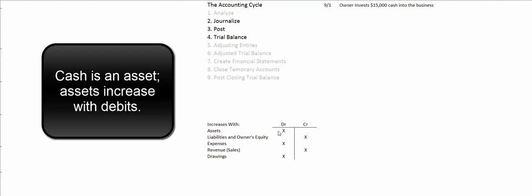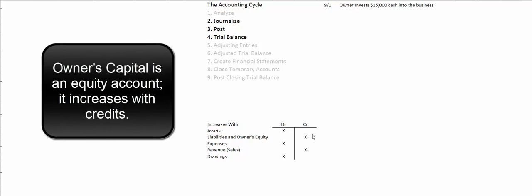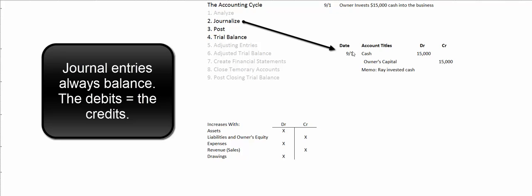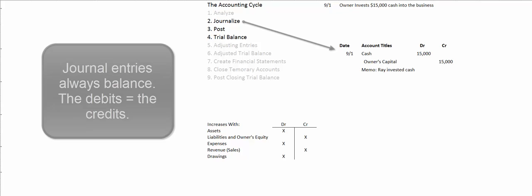Transaction number 1: on September 1st, the owner invests $15,000 cash into the business. Cash is an asset, it's increasing, so we're going to be debiting cash. Owner's equity is increasing, so we're going to be crediting owner's capital. So we put out the date here, we write the account titles: debit cash for $15,000, credit owner's capital for $15,000.